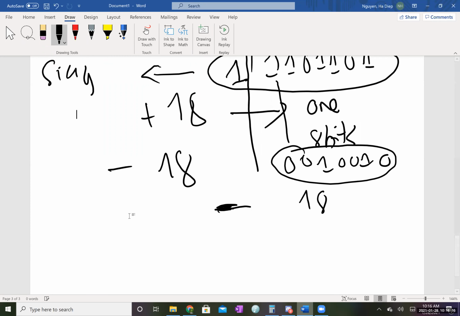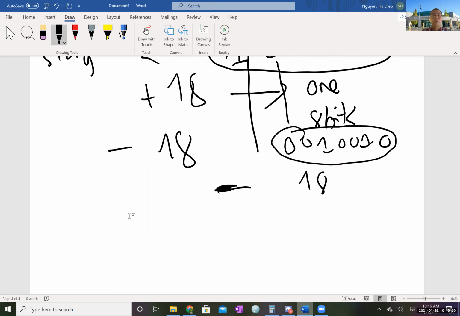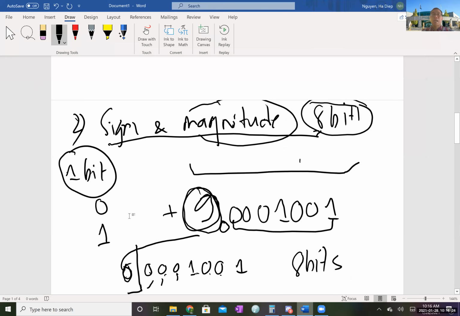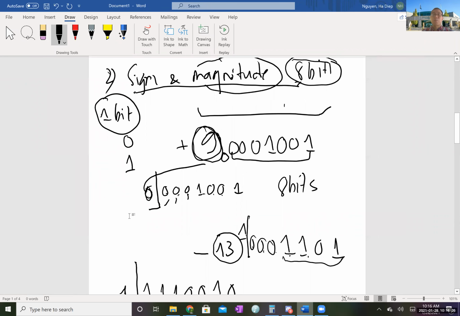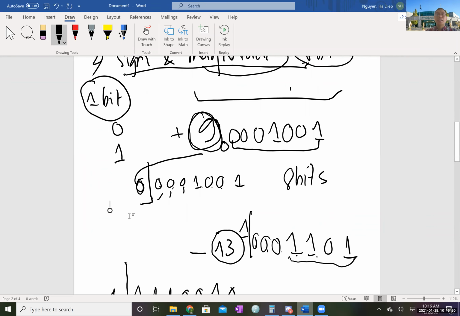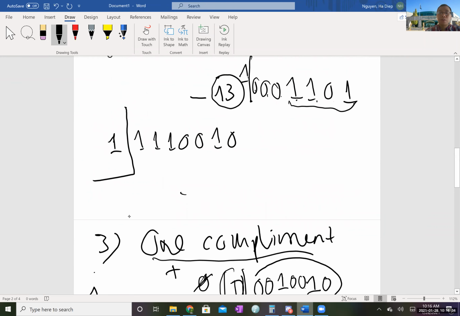So now the next one here. Okay, sorry, one thing I forgot to mention. For the sign and magnitude, you have a problem when you want to represent the number 0. If you have the positive 0, we see all of them 0 here, 1, 2, 3, 4, 5, 6, 7, and 8. That is the positive 0.